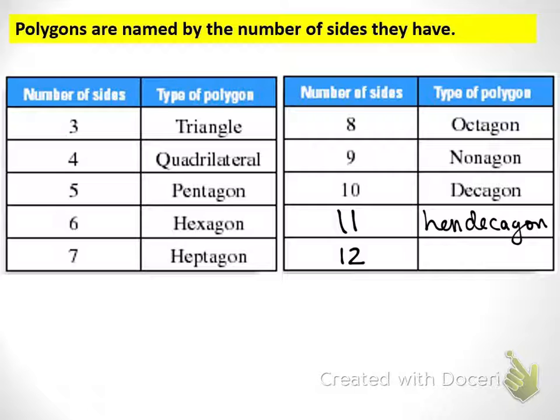12, you might be able to guess. It's very close to dos decagon. It is dodecagon. Like do, do. Do, re, mi, fa. After that, you're not required to know.